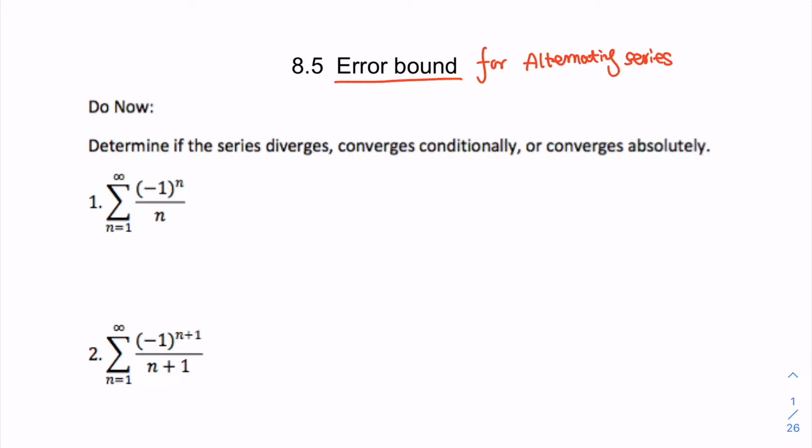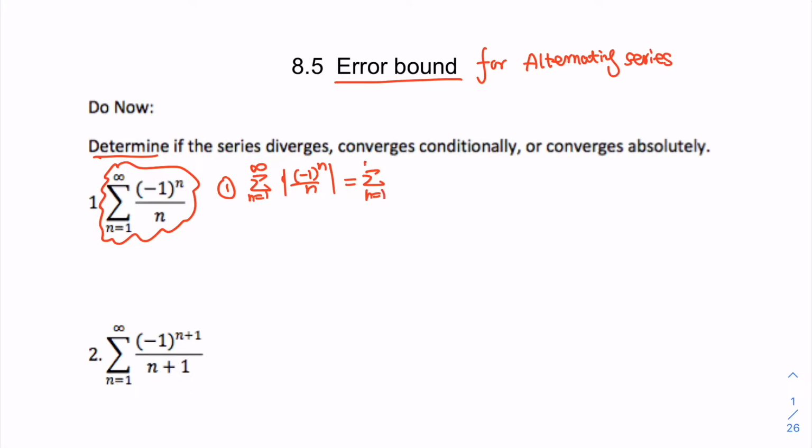For alternating series, how do we determine if the series converges absolutely, conditionally, or diverges? So we have -1 to the n here. This is an alternating series. So first we put absolute value here. So absolute value of -1 to the n over n, so the -1 is gone. This is a p series with p equals 1, so this series diverges. So the absolute value diverges. We have to see if the original series converges.